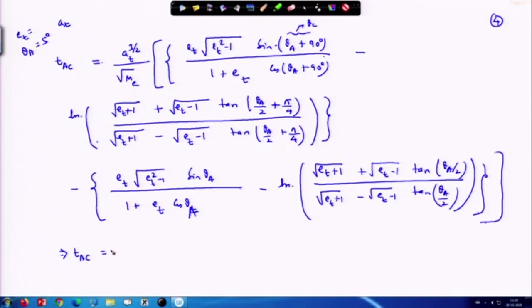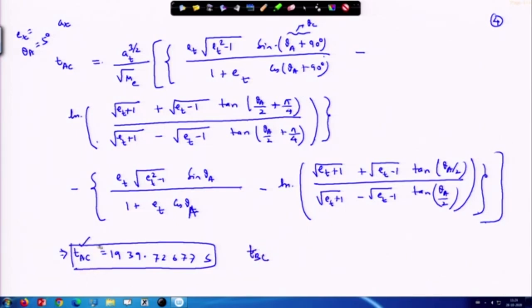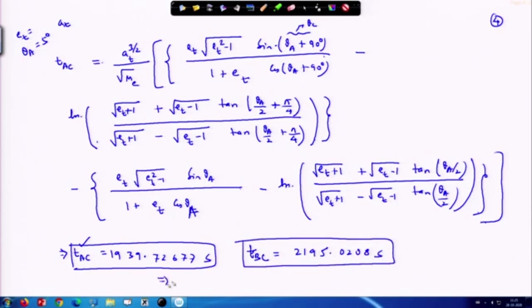So, T A C turns out to be 1939.72677 seconds, while T B C, which we have calculated, is 2195.20208 seconds. This was T B C. So, this implies T A C is not equal to T B C; the difference is large.